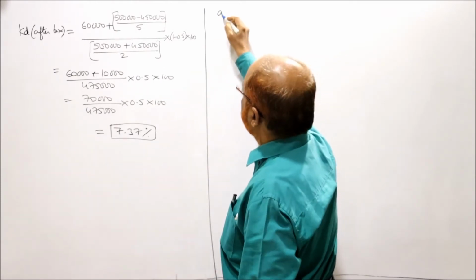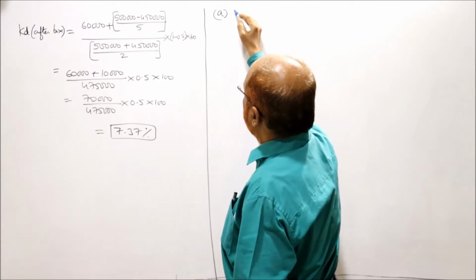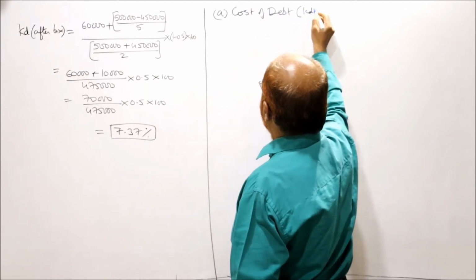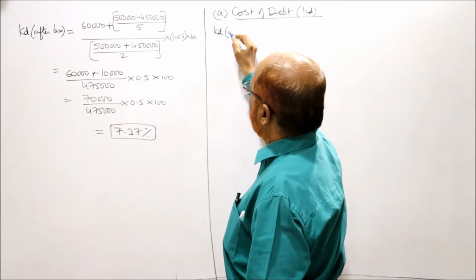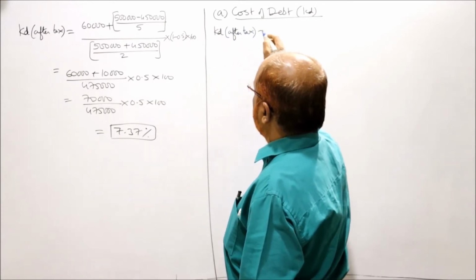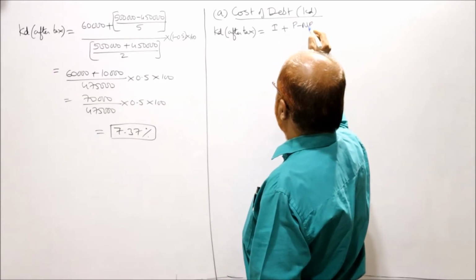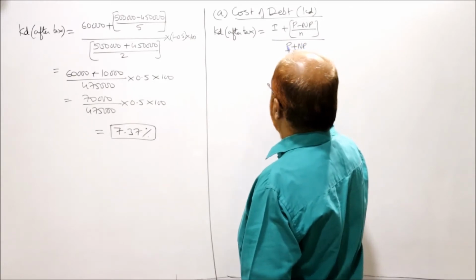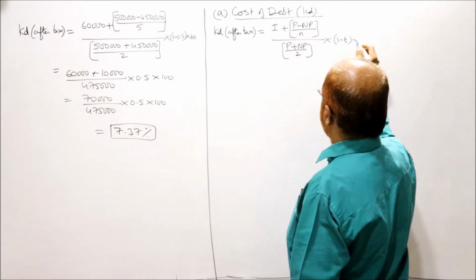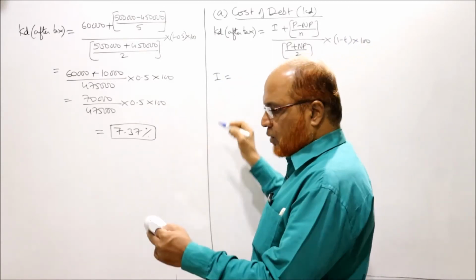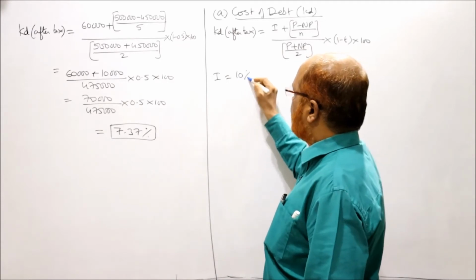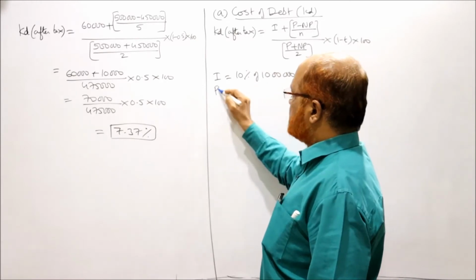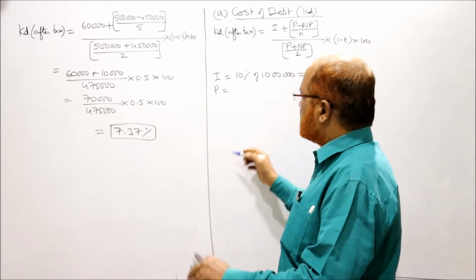It is the 9th problem. KD after tax, cost of debt. KD after tax is I plus (P minus NP) divided by N, whole by (P plus NP) divided by 2, into 1 minus T into 100. Now I is equal to, what is the rate of interest? 10% of 10 lakhs. P is equal to amount payable on redemption. Nothing is given, so we take the face value.